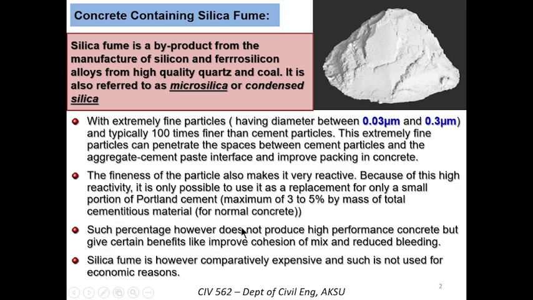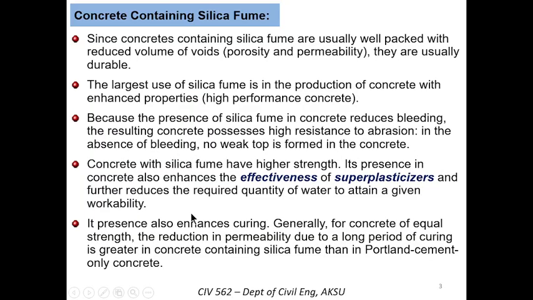Now, such a percentage, however, does not produce high performance concrete. This percentage will just give you normal concrete. But silica fume is also very expensive, so usually it's not used for economic reasons. It is usually used to achieve a certain aim. Since concrete containing silica fumes is usually very well packed and has a reduced volume of voids, it is usually very durable. The largest use of silica fumes is in the production of concrete with enhanced properties. Those concretes are known as high performance concrete.